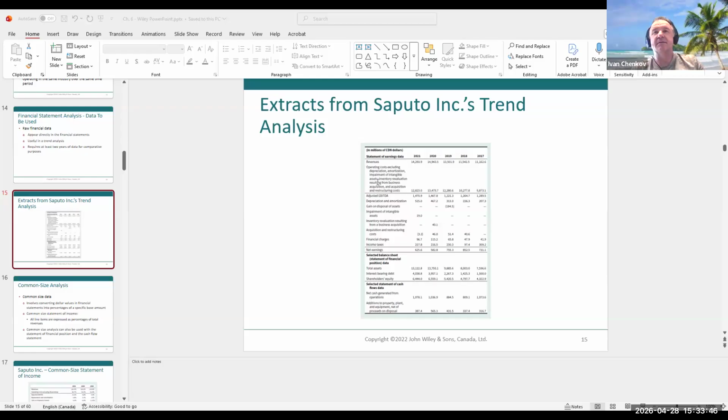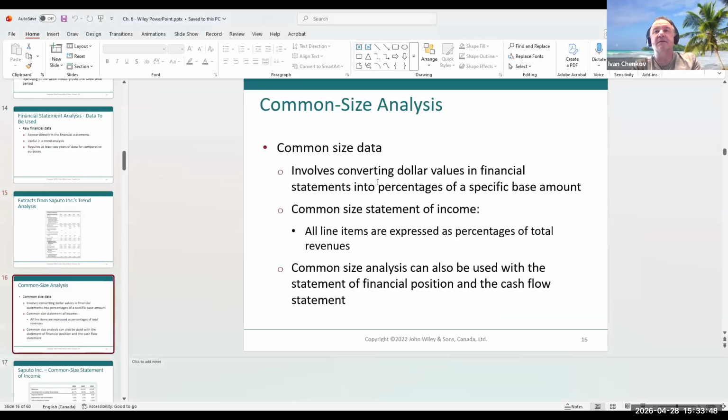So again, the common size financial statement involves converting dollar amount values into percentages of a specific base amount. As you can see, in both companies our sales was 100%, so the base is the same, and then we're expressing everything else out of the sales. Now for the income statement, we're going to express percentages of the total sales.